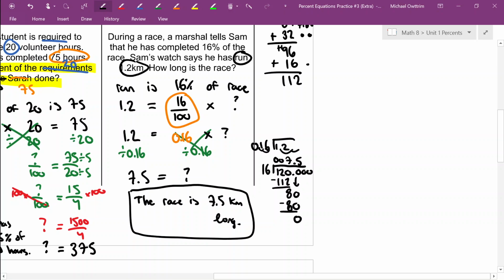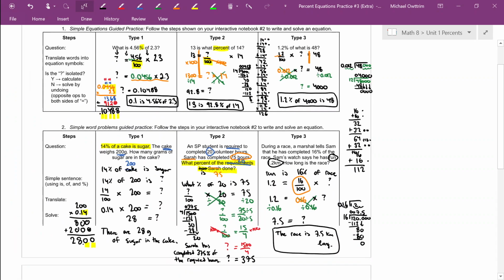So I hope that helps you with this idea of setting up an equation to solve a problem. Of course, our type 1 equations are grade 7. We were always multiplying in grade 7. In grade 8, we have those other two, type 2 and type 3, where we do need to divide because we're solving our equation. Our unknown is not by itself. So I hope that's helped you with your equation setup in the percents unit.